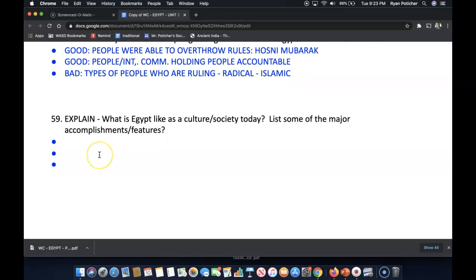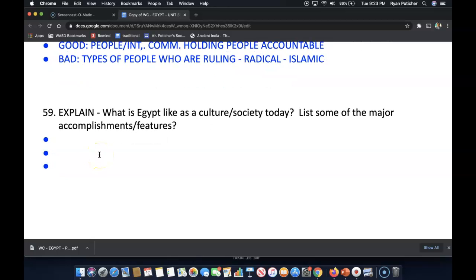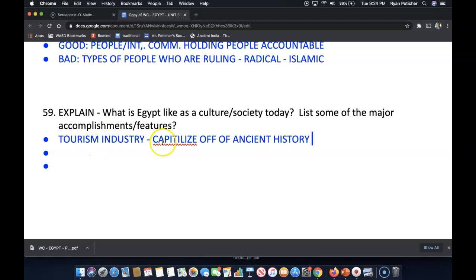Explain what is Egypt like today as a culture and society. List some major accomplishments and or features. So generally speaking, one of the biggest things that they have is a tourism industry. Although you could argue that they've seen their downfall and decline in tourism because of pyramid looting and antiquities being stolen on the black market, what they're able to capitalize off of is basically anything that's ancient still. And they're also able to do this in a way that is conducive to their needs to bolster their economy despite tough and trying times.